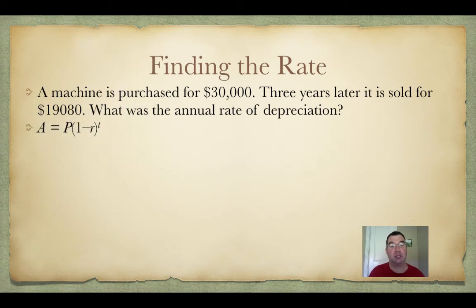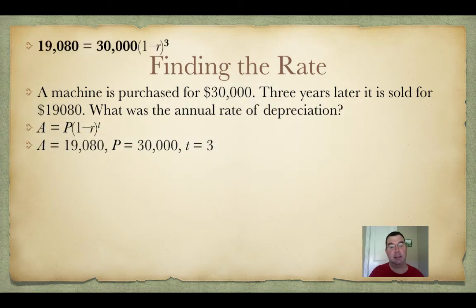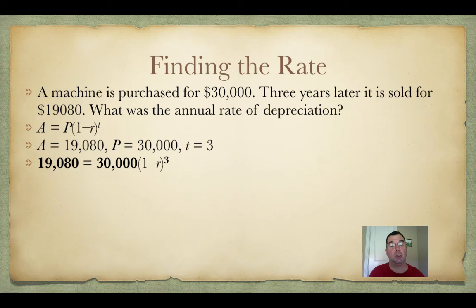So there's my equation that I've always used. The amount now, that's the $19,080. The P, the principal value, is $30,000. The T, the time, is 3 years, and R is what I'm trying to figure out. So I'll plug all of that stuff in, and that's what my equation will look like.